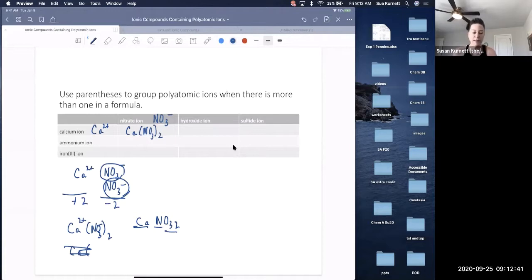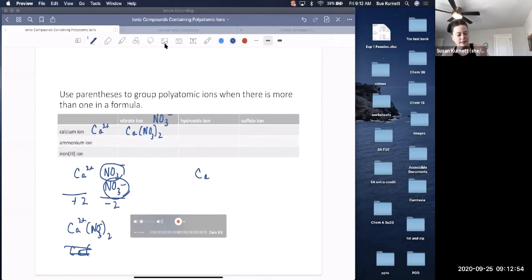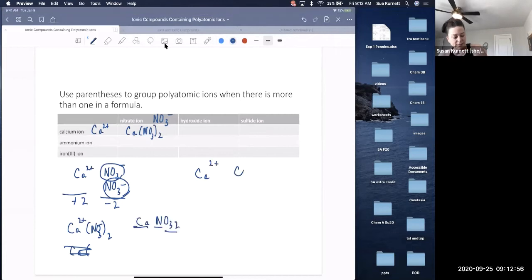No. Now, once people learn about parentheses and get all excited about it, they might look at something like calcium chloride. And so here's calcium and here's chloride. And I'm going to need 2 chlorides to have the charges add to 0. This is correct. This is not. Even though chloride has 2 letters, there's only 1 capital. There's only 1 kind of atom there. So adding parentheses would be wrong.